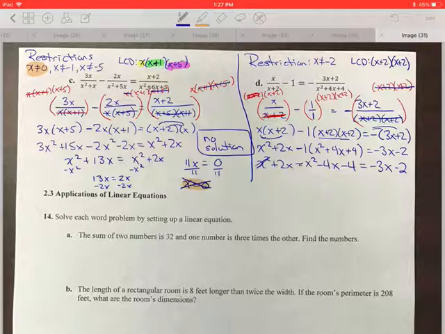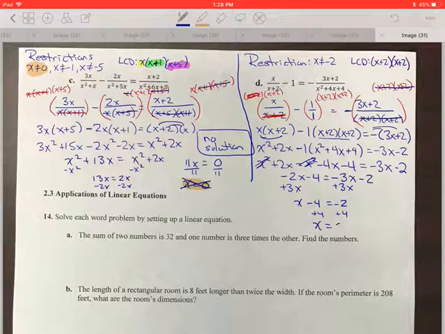All right, my x squareds drop out. If I put my x's together on the left, I get negative 2x minus 4, and that equals negative 3x minus 2. I'm going to get all my x's on one side. I get x minus 4 equals negative 2. And then finally, x equals positive 2. Now remember, my restriction is a negative 2. So if I got a negative 2, I'd have to throw it out. A positive 2 is okay, so I get to keep it.